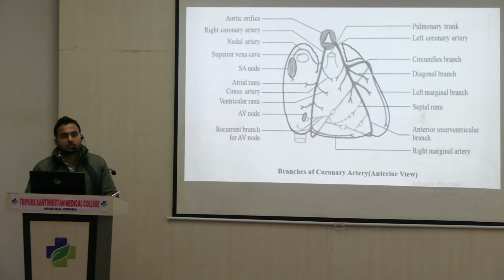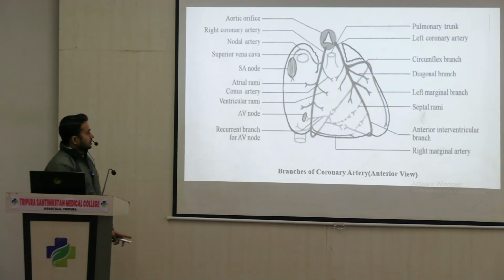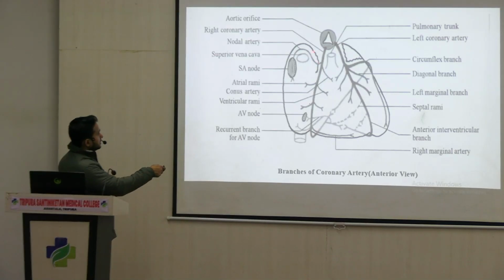Next are the atrial rami, also called atrial branches. In some books, the atrial branches are divided into 3 different groups, for example anterior, lateral and posterior groups, which supply the myocardium of the right atrium. These are the atrial rami. One of the important branches coming out is the SA nodal artery. See, this is the SA nodal artery, which is supplying the SA node.